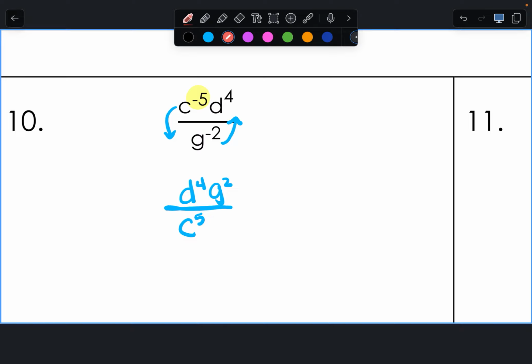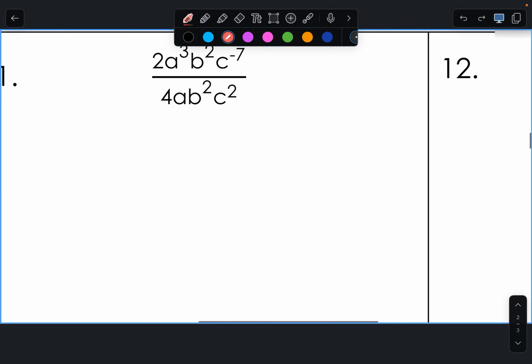They don't have to switch, but because C had a negative, I moved it. Because G had a negative, I had to move that one too. But it's not always a flip-flop situation. Only the ones that have a negative. So say for example, if this was a positive 2, I wouldn't have switched it. I would have left it alone. Okay? All right.